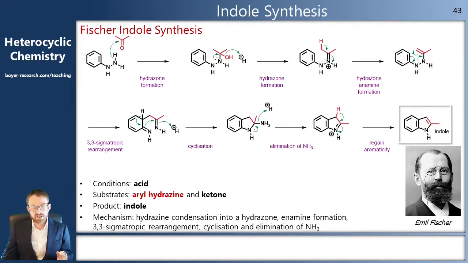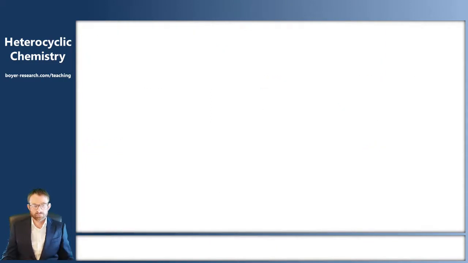So after this rearrangement, you can see we have broken the aromaticity, but if we regain that aromaticity by pushing the arrows back into the ring and doing intramolecular cyclization to form a five-membered ring, we make our indole framework. The final step is the elimination of ammonia to regain aromaticity.